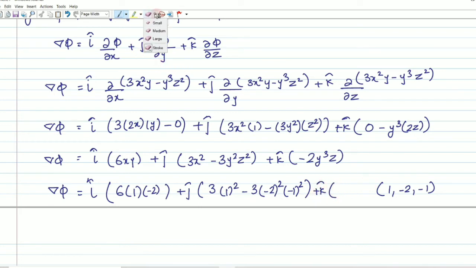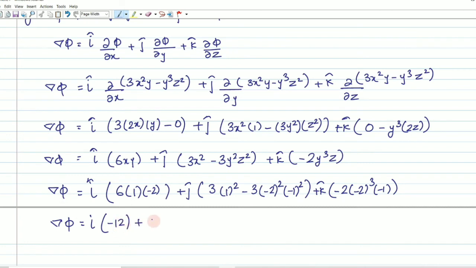k cap, we have to put the value of x, y and z. Minus 2 y cube will be minus 2 whole cube, and z will be minus 1. Understood? We have just put the value of x, y and z. Our del phi will be i, 6 into 1 into minus 2 will be minus 12, plus j cap 3 minus 3 into 4. We have to just simplify 3 into 4, plus k cap minus 2 into minus 8. Understood? Minus 2 cube will be minus 8.